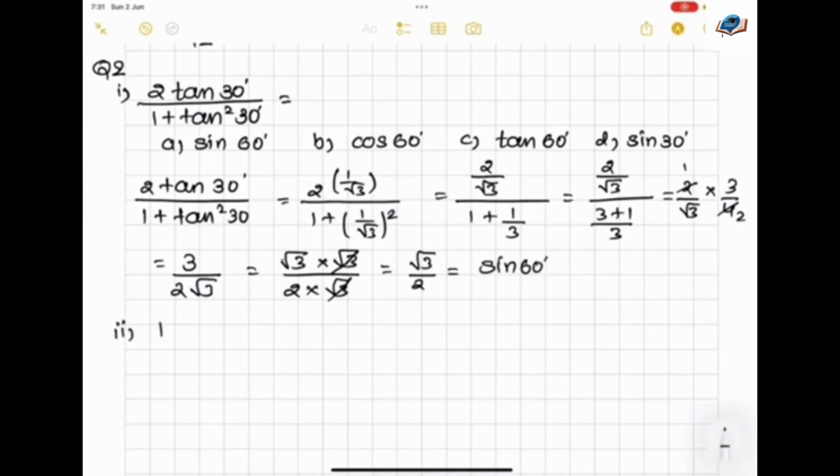So root 3 by 2 is sin 60. Then second one, 1 minus tan square 45 degree whole upon 1 plus tan square 45 degree.